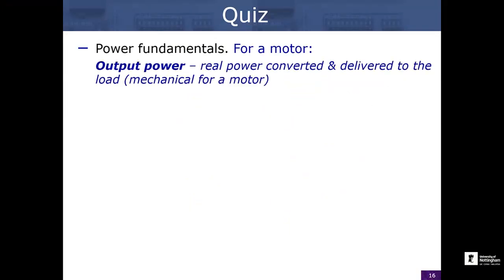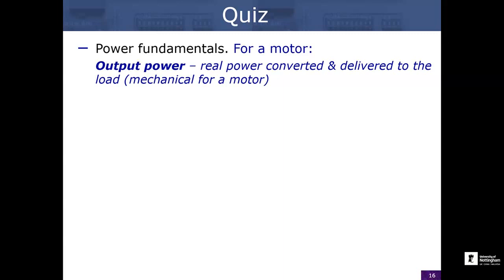These are the answers to our quiz. Again, these are all things and concepts that you should have hopefully dealt with in prior years. Don't worry too much if you didn't quite recognise these. I will be recapping these a bit, but also just take the time to look through these. They're fairly fundamental concepts. So the concepts around power fundamentals for a motor.